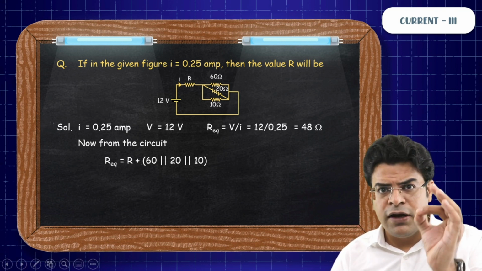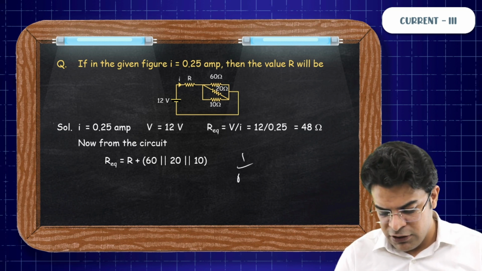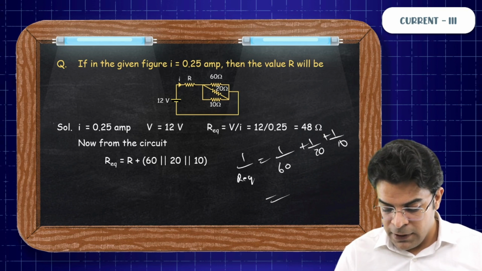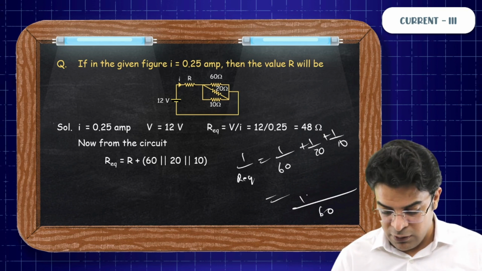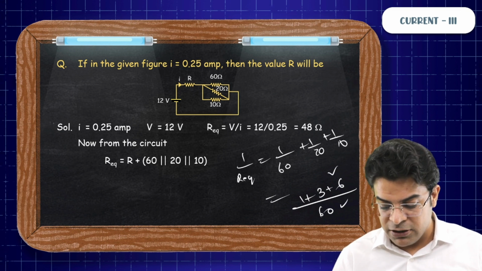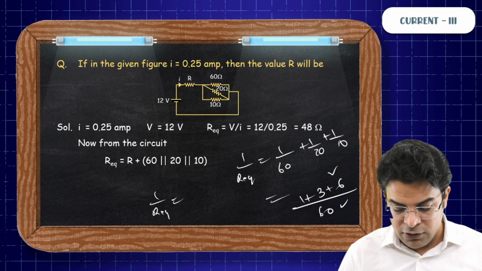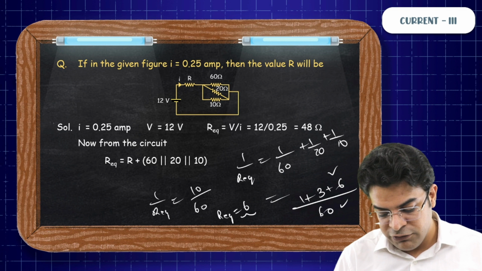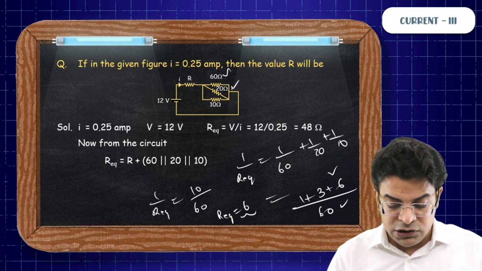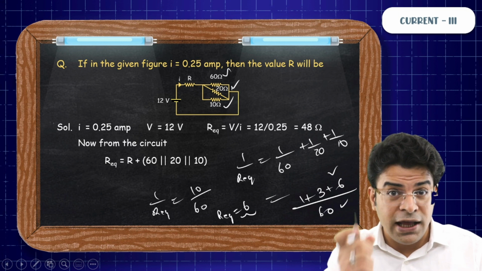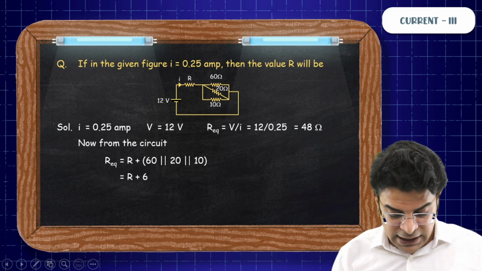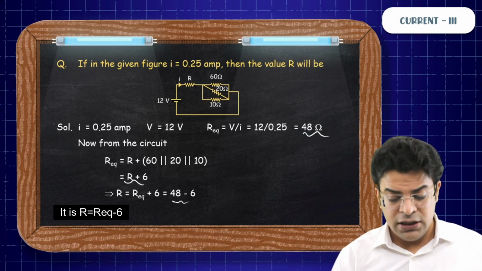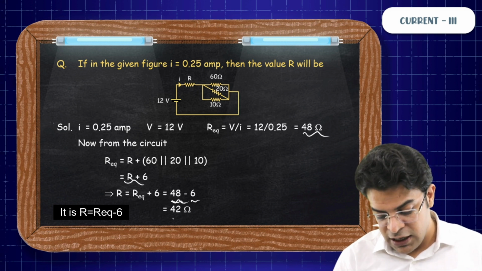What is the R equivalent for the parallel combination of 60, 20 and 10? So you will say 1 upon R equivalent, as they are in parallel, equals 1 by 60 plus 1 by 20 plus 1 by 10. Now beta, take the common denominator as 60. So you get 1 plus 3 plus 6. So that becomes 10 by 60. So 1 upon R equivalent equals 10 by 60. Flip both sides. So you get R equivalent equals 60 by 10, which is 6. So the parallel combination of 60, 20 and 10 gives you an equivalent resistance of 6. So you can say that R plus 6 has to be equal to 48. This means that R has to be 48 minus 6. So R has to be equal to 42.